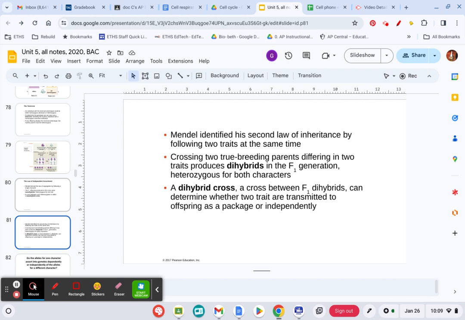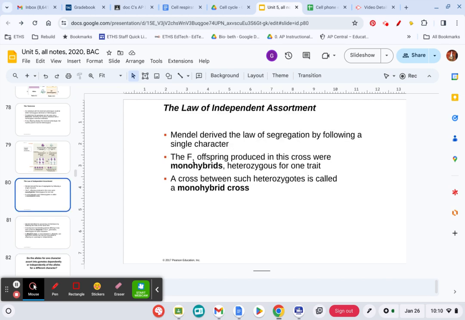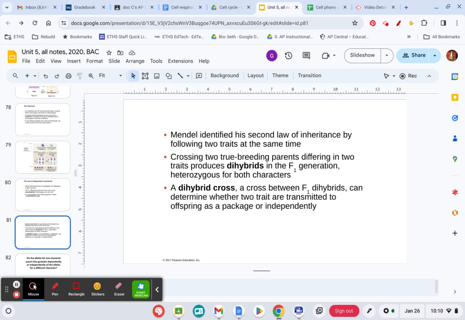And so Mendel, in his experiments, he always used, and he didn't know this at the time, but he always used traits that show independent assortment. And we're going to go through a dihybrid so that I can show you that idea.